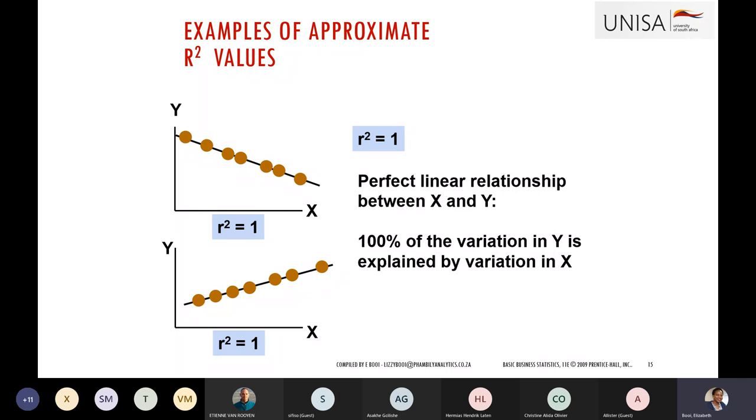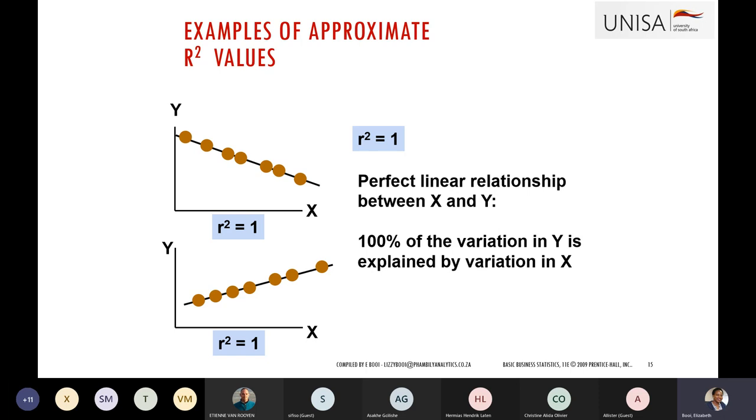In terms of the scatter plot and how we interpret the coefficient of determination, when it is negatively related, your R squared will be equal to 1, because this is a perfect negative relationship. Therefore, also for a positive relationship where your R is equal to 1, how you interpret it is, because your R is 1, which will be 100%, you say 100% of the variation in Y is explained by the variation in X.